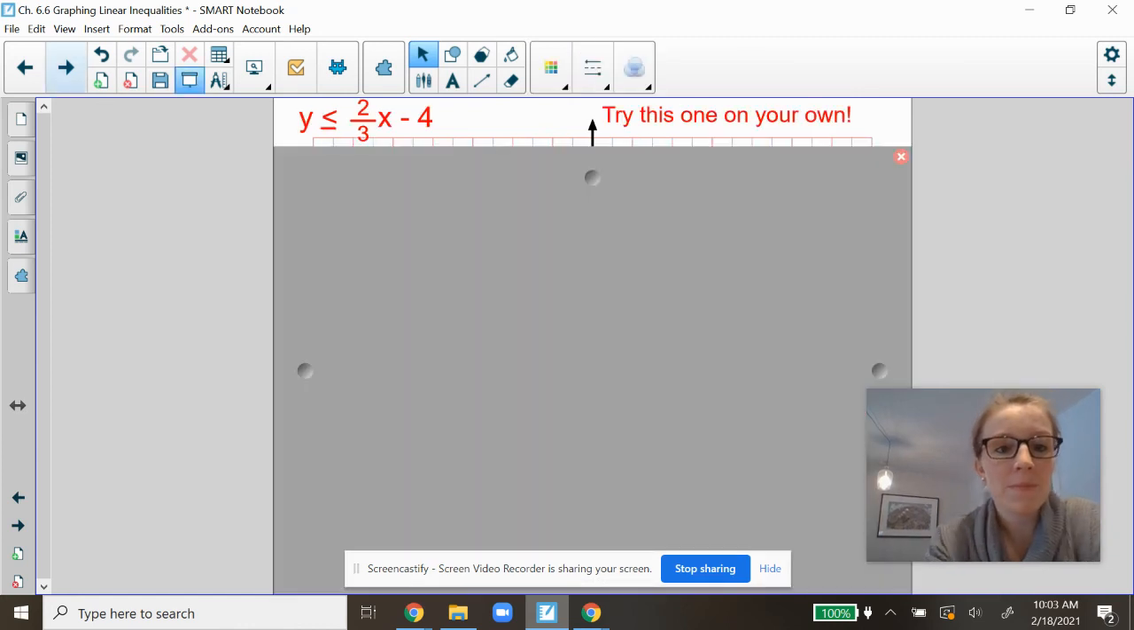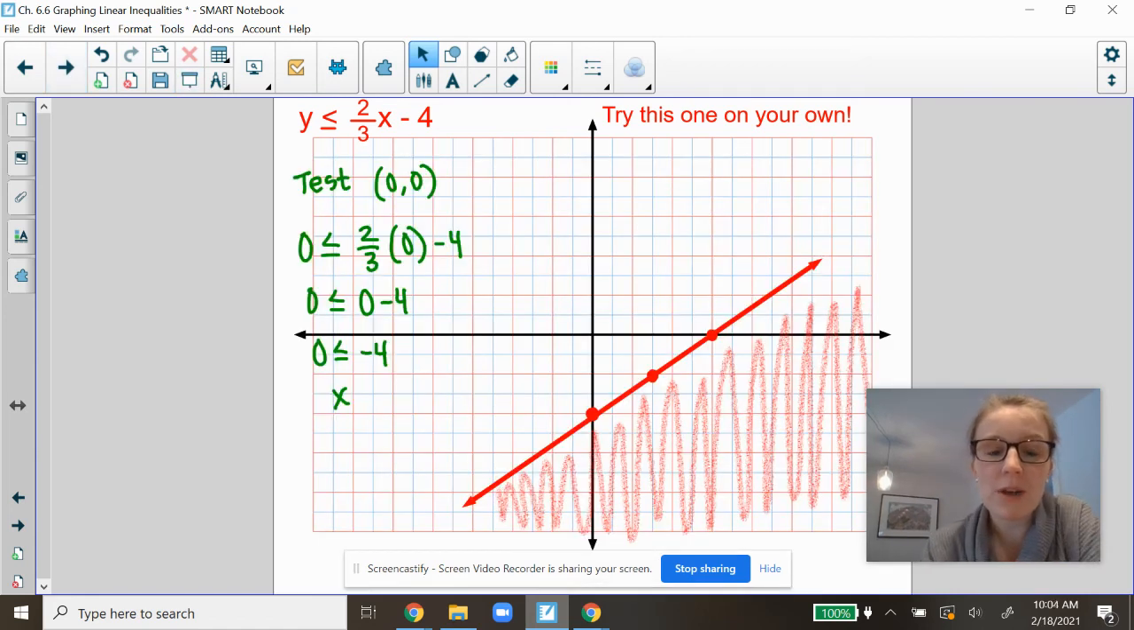Okay, one more. I want you to pause the video and try this one on your own. All right, this was in slope-intercept form, so hopefully you had a y-intercept of -4 and a slope of 2/3, so up 2 over 3.